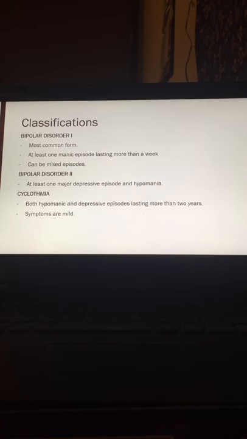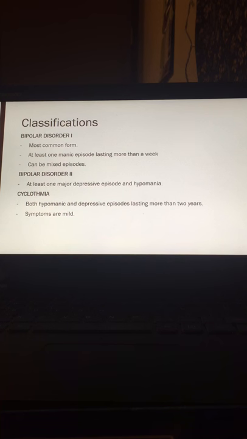So there's different types of classifications for bipolar disorder. There's bipolar disorder 1, which is the most common form. And this is classified as at least one manic episode lasting more than a week. But there can also be mixed episodes between the depression episode and the manic episode.